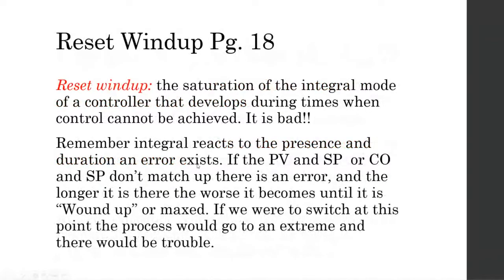This brings us into the next major conundrum, which is reset windup. Reset windup, we talked about earlier, is the saturation of the integral mode of a controller that develops during times when control cannot be achieved. If you have two controllers and one of them is not currently working, it's still receiving information, but it has no output going anywhere. So it's still comparing set point to process variable, and it could have an error there. And if that error is sitting there for hours and hours and hours, it's going to become saturated. And remember, saturation really is the same kind of thing as reset windup and is very bad.